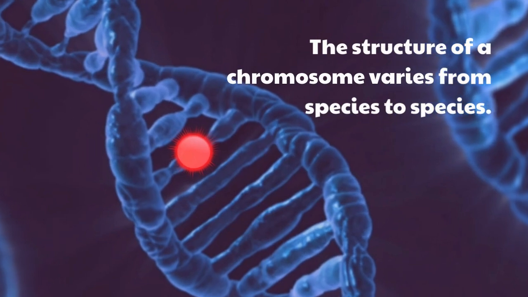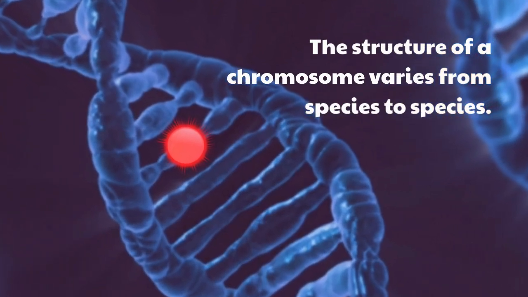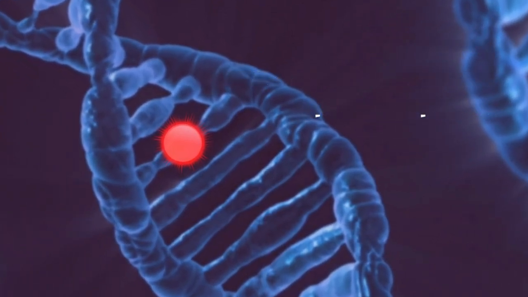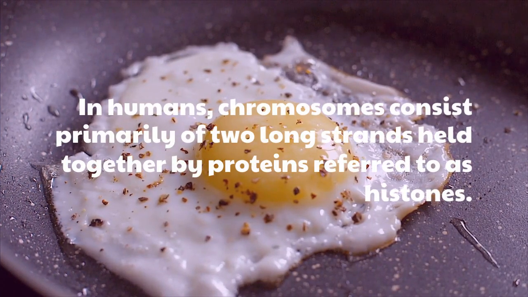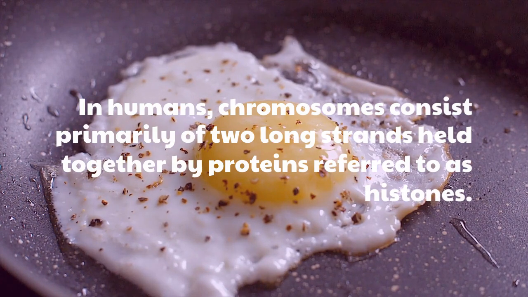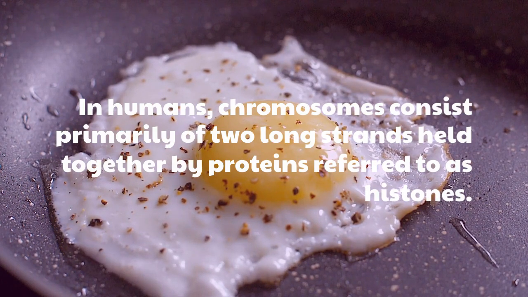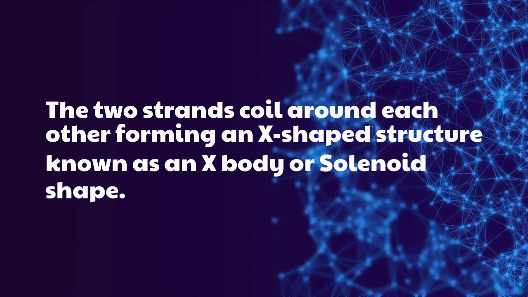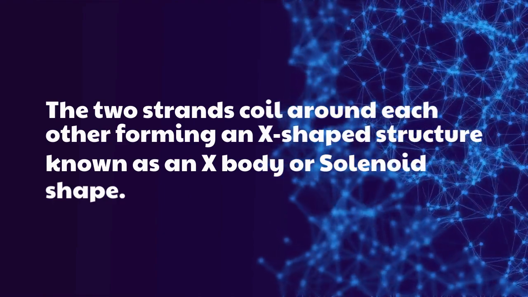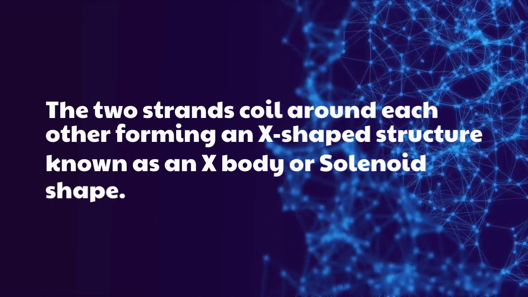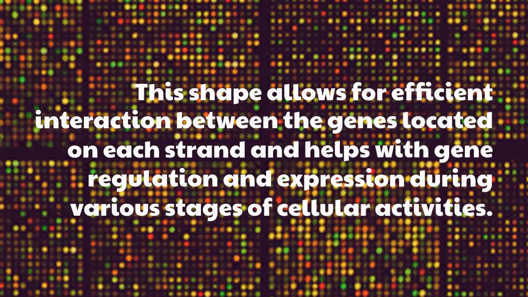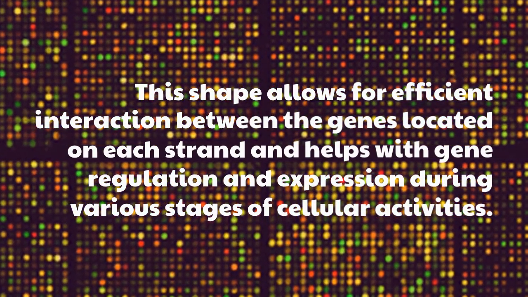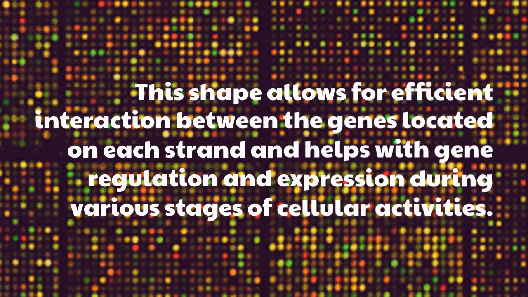The structure of a chromosome varies from species to species. In humans, chromosomes consist primarily of two long strands held together by proteins referred to as histones. The two strands coil around each other, forming an X-shaped structure. This shape allows for efficient interaction between the genes located on each strand and helps with gene regulation and expression during various stages of cellular activities.